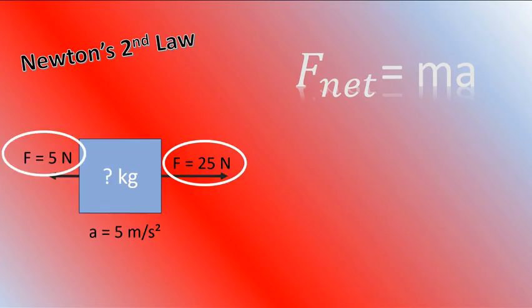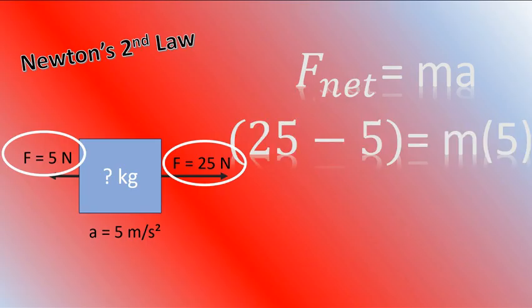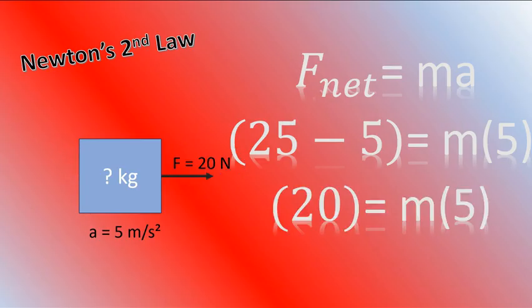Here's another example. All right, so let's say we know the forces on the box. We know the acceleration is going to be 5 meters per second squared to the right. Now, what's the mass of the box? All right, so we can also solve this one. So first of all, what force do we put in for the F net here? You notice there's more force to the right than to the left. So you do 25 minus 5, and you get 20. And then you have 5 for the acceleration.